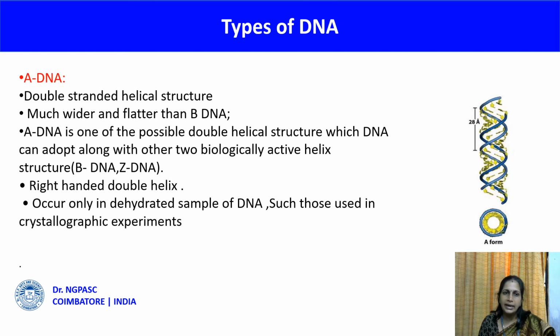A DNA is a double-stranded helical structure and it is much wider or flatter than B DNA. This A DNA is one of the possible double helical structures which DNA can adopt along with the other 2 biologically active helical structures, that is B form and Z form. A DNA is a right-handed double helical structure and it occurs only in dehydrated samples of DNA, such as those used in crystallographic experiments.